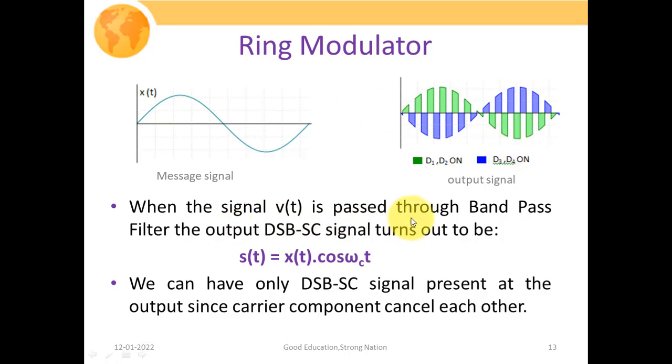When the signal Vt is passed through the band pass filter, the output DSB-SC signal turns out to be st equal to xt times cos of omega ct, which is nothing but your DSB-SC signal. We can easily say that there is no separate carrier component present. So this is how we generate our DSB-SC signal with the help of this ring modulator. We have only the DSB-SC signal at the output, since the carrier components cancel each other. Hopefully you have got the idea about the working of the ring modulator.